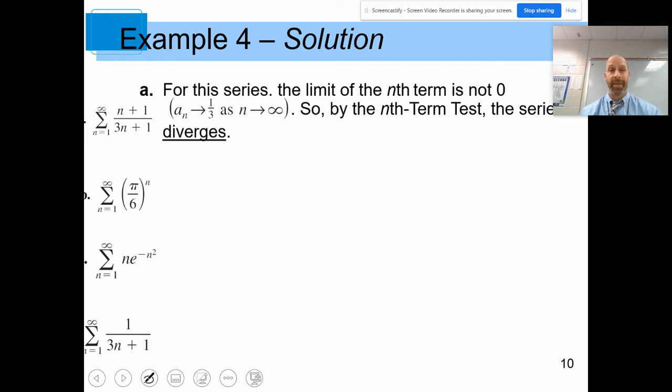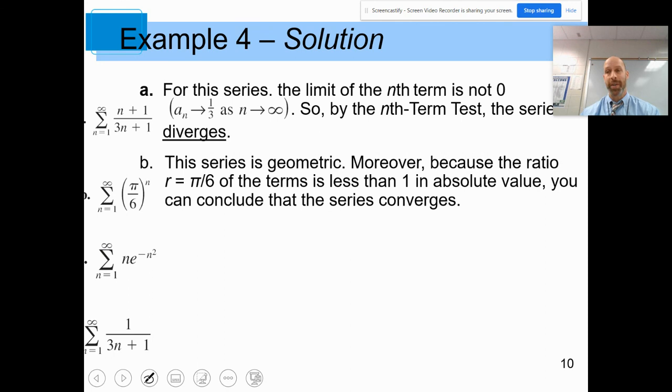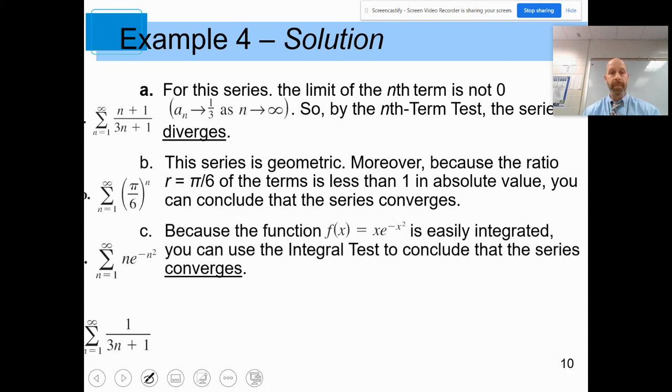Second one, that looks kind of like a geometric series, and it is. And it turns out in this geometric series that r here is pi over 6. Pi over 6 is less than 1, and so you can conclude it converges. All right, number 3, this one we're going to use the integral test. You can't use the first case, the nth term test. It's not geometric, so we're just going to use the integral test, and it integrates pretty easily using u-substitution. You would let u equal negative x squared, and you will be able to conclude that this one converges.